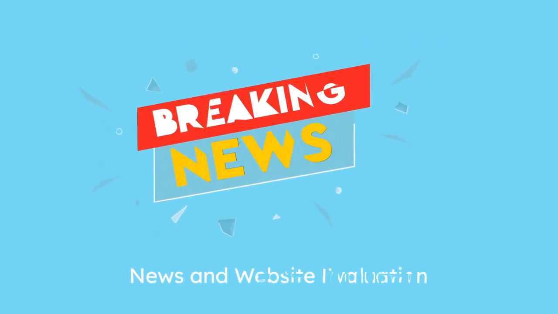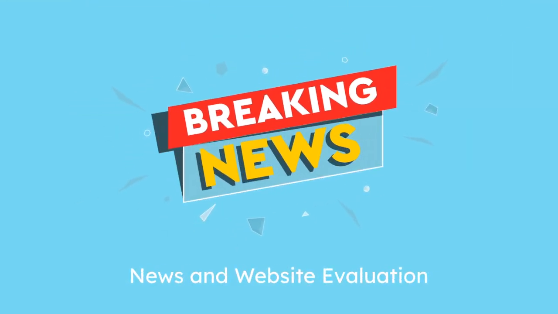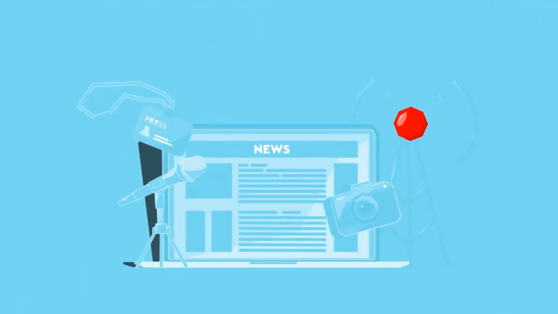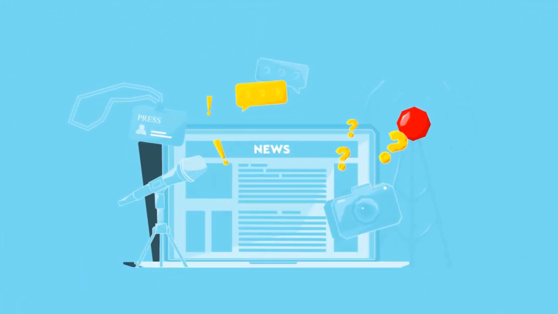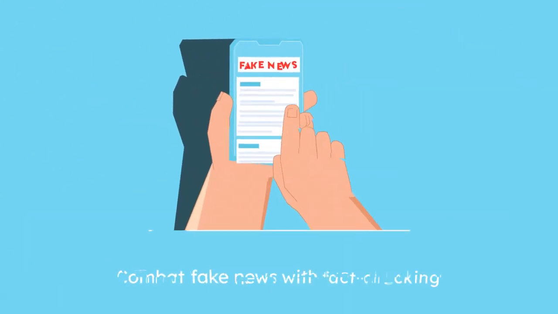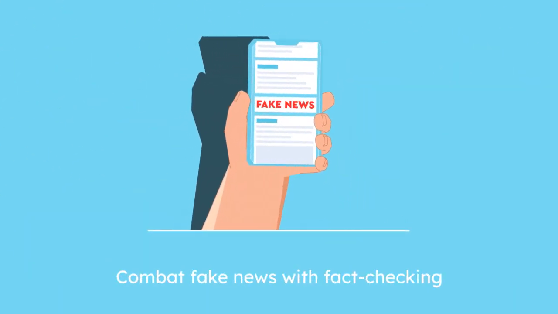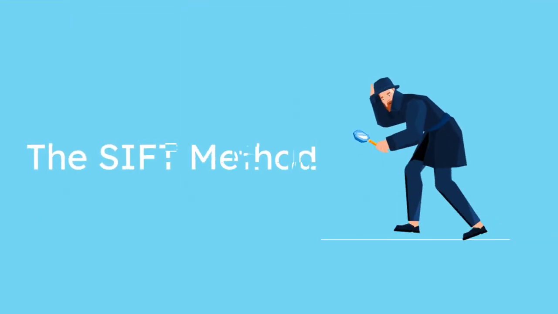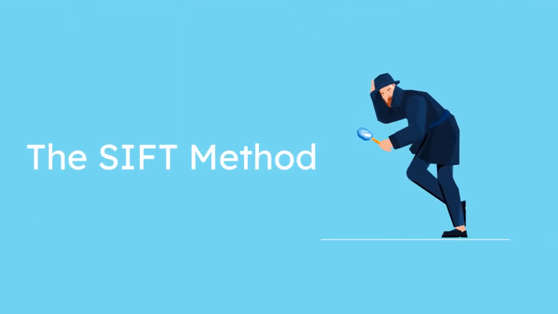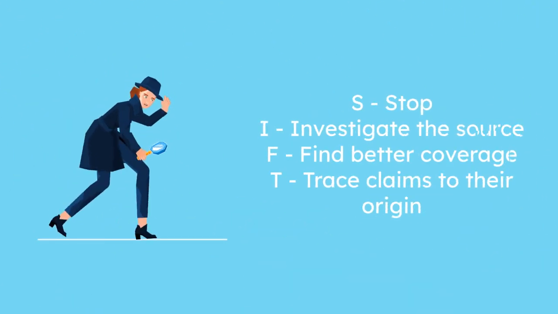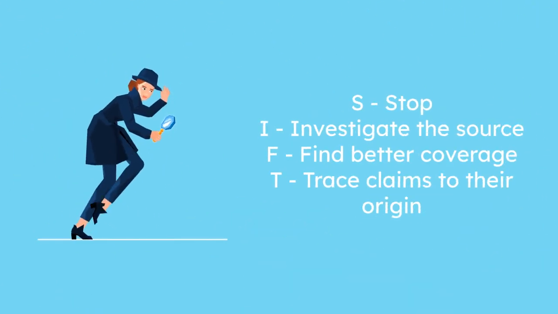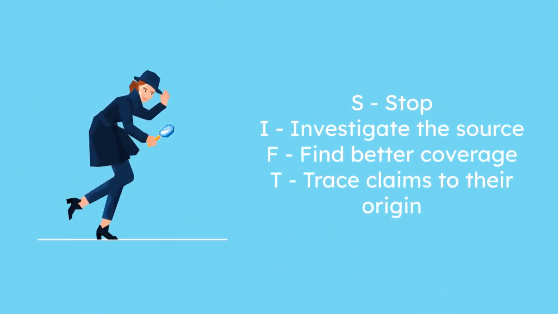Now let's move to news and website evaluation. Imagine screens displaying various news sources found on websites. With claims of fake news circulating, it's crucial to develop fact-checking skills. To evaluate news and web sources, we use the SIFT method. Stop, investigate the source, find better coverage, and trace claims to their origin.